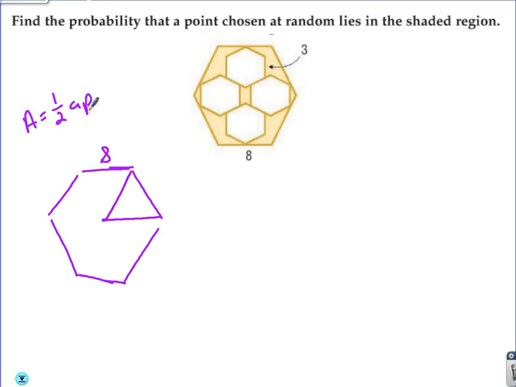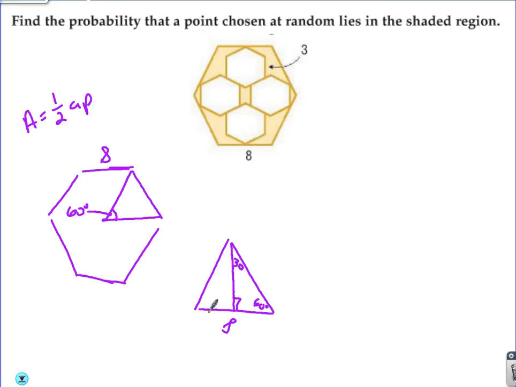Area is equal to 1/2 a p. Since it has 6 sides, the central angle would be 60 degrees. And if you wanted to do it like that, it would be 60, 60, and 60. But let's dissect this thing. This is 8. Your central angle is 60, so this would be 30 degrees. So you actually have a 30, 60, 90 right triangle.